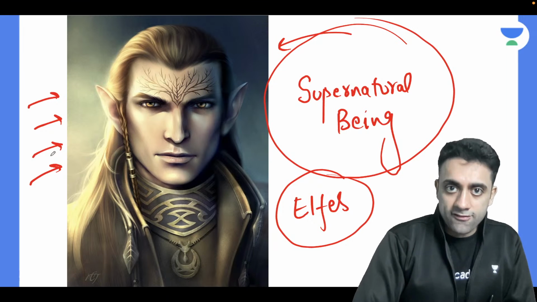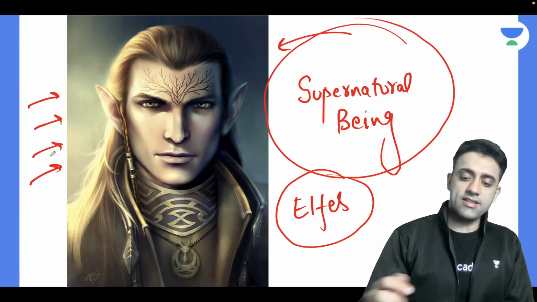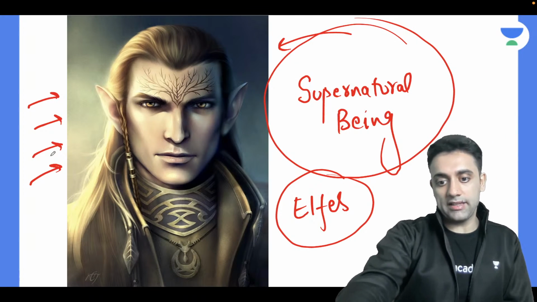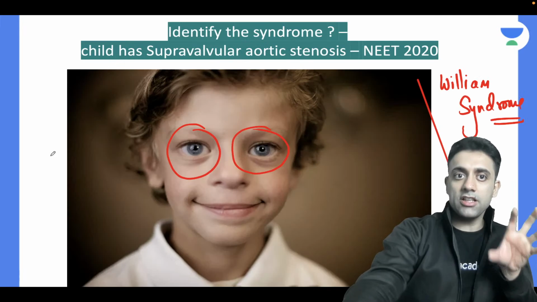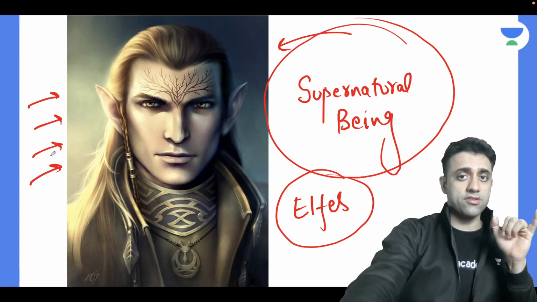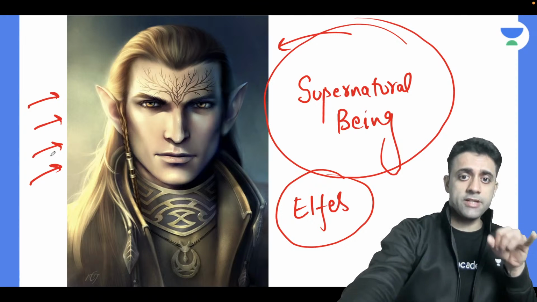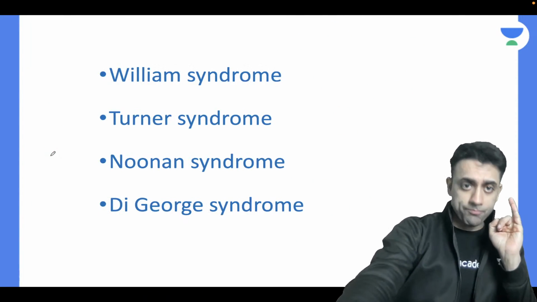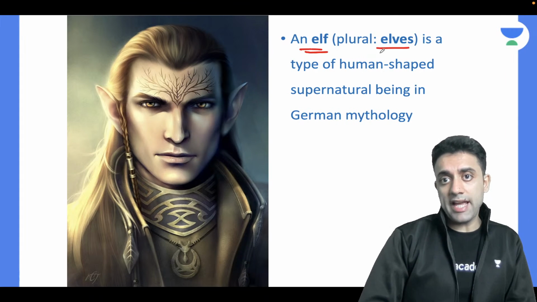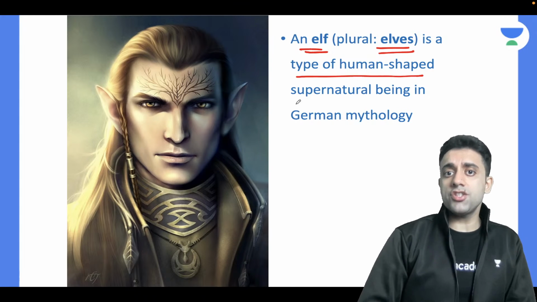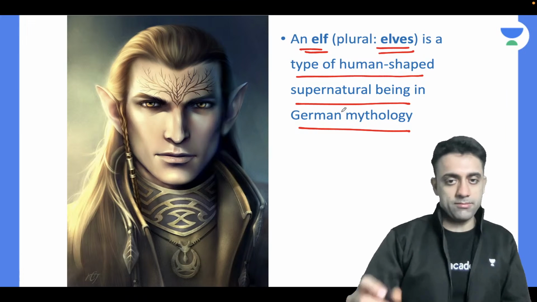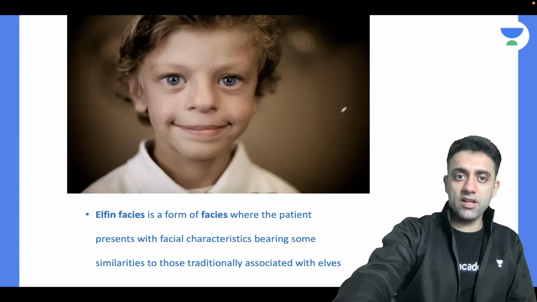These are known as elves, and this face resembles that face. See this smile, the eyes and the aura, this is nothing but Williams syndrome. Number one, a supernatural being worshipped in German mythology, known as elves. Elf, and the plural is elves, is a type of human-shaped supernatural being worshipped in German mythology. And I'll also show you one more beautiful picture.